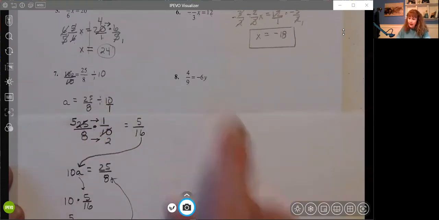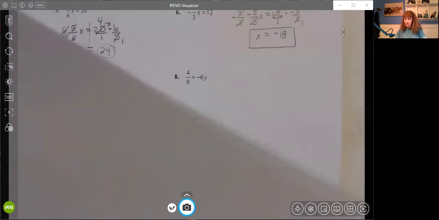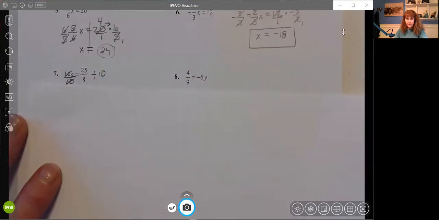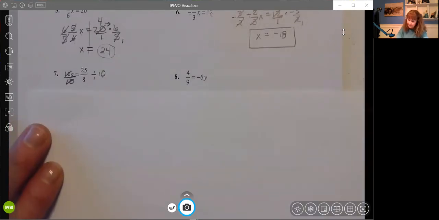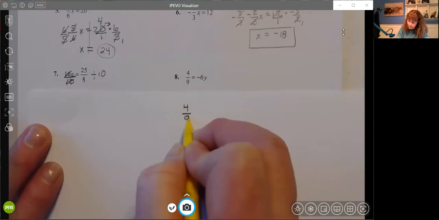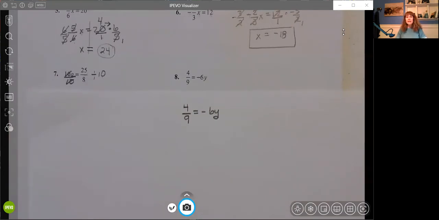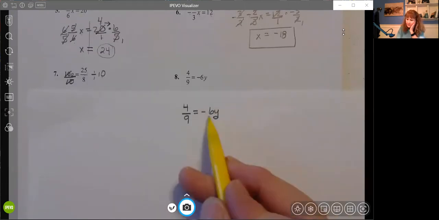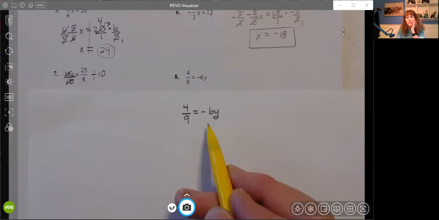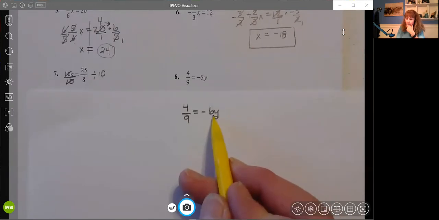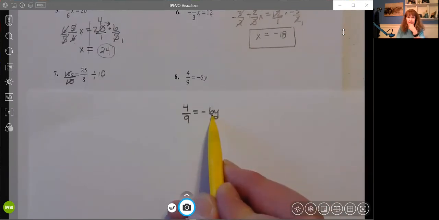All right, let's look at number 8, which is very similar to number 7 that we just did. I have 4/9, I'm going to copy it out so we have a little bit more room, equals -6y. What I need to do is divide both sides by -6. Sometimes I've noticed that some students want to divide by a +6. They always want to divide by the opposite, but the only time we have opposites is when we're adding or subtracting. That's when you have the opposite. So I am going to divide both sides by -6.